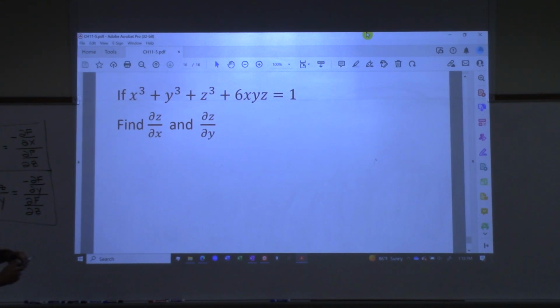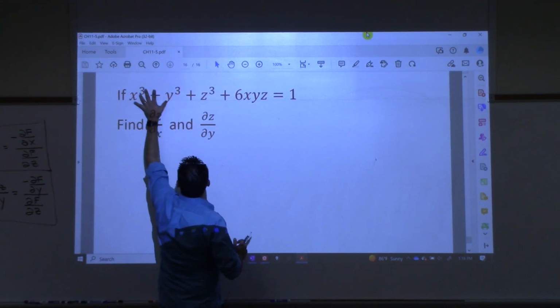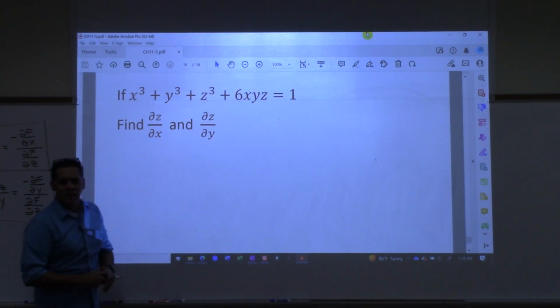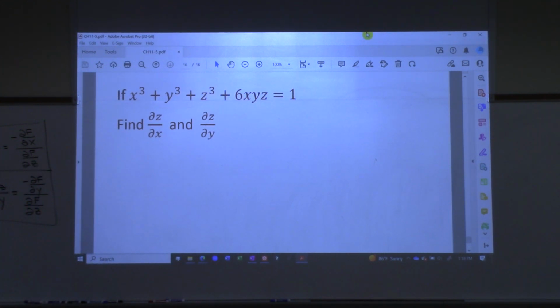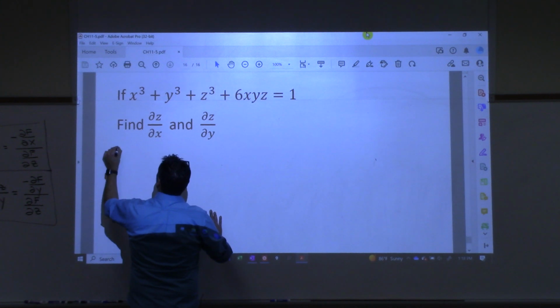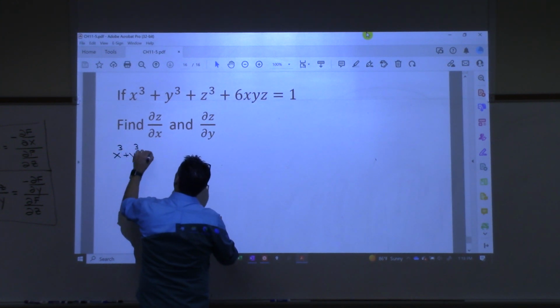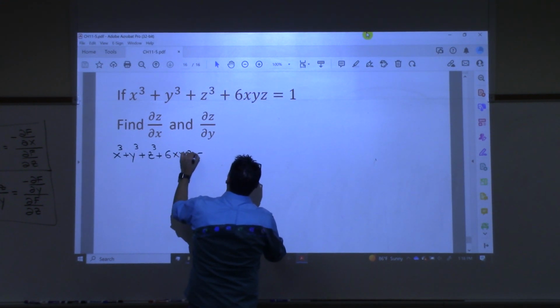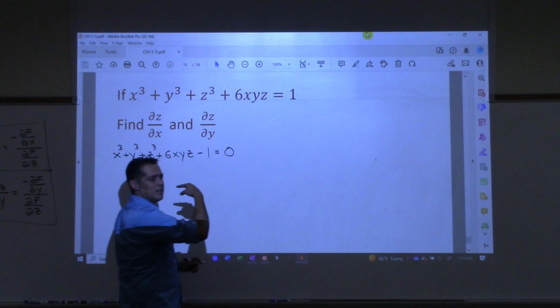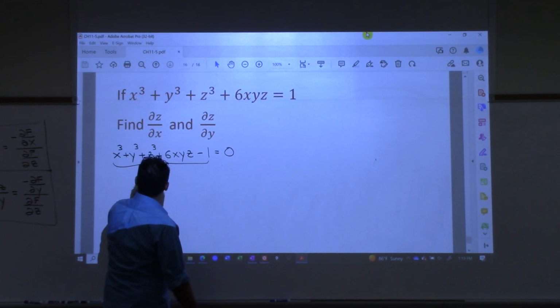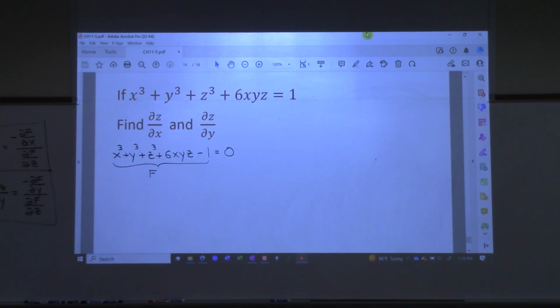Y'all agree with that? You have z cubed here, z, so maybe you take that stuff over, but then you factor z out, you still have a z squared. You're not going to have an easy time getting z alone, right? So I'm not even going to worry about that. What I'm going to do is bring everything to one side. So I'm going to take x cubed plus y cubed plus z cubed plus 6xyz minus 1 equals 0. So I moved everything to the left. And then I'm going to call this my capital F.